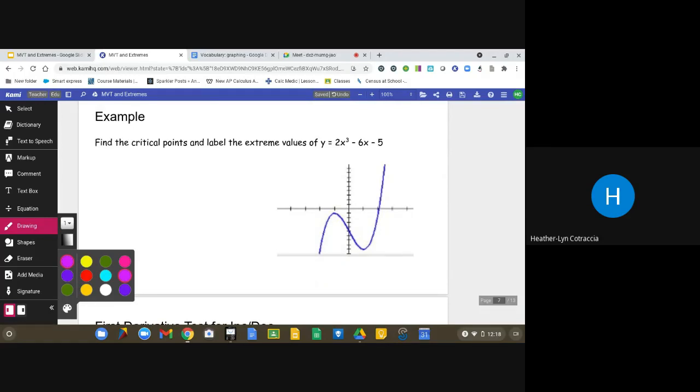Example, find the critical points and label extreme values. Okay, so looking at this graph right here. Well, this is y equals 2x cubed minus 6x minus 5. So with critical points, remember this is first derivative. So I need to find out what y prime is. So that will give me 6x squared minus 6. I'm going to set that equal to 0. Which means I have critical points at x equals plus or minus 1. And if you look here at -1, and at 0, you have where your derivative equals 0. Now, both of those gave us local minimums and maximums. From my last slide, this would be an absolute max, and this would be an absolute min, and these are my local mins and maxes.